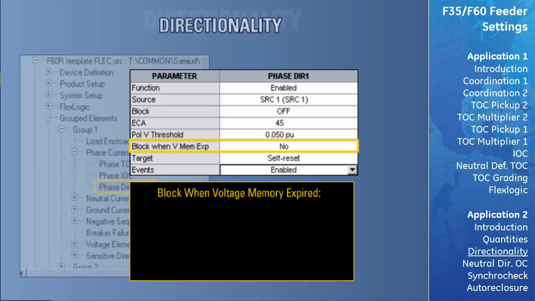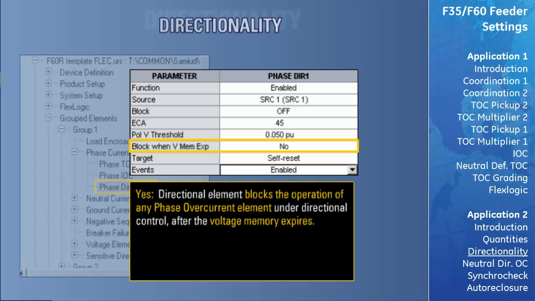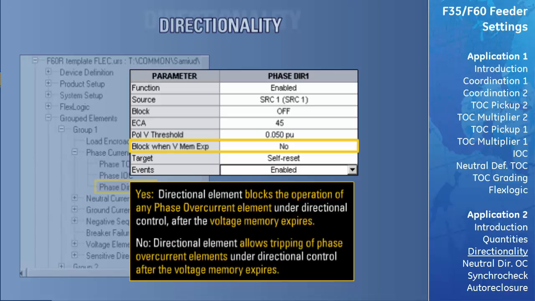The block when voltage memory expired setting is used to select the required operation upon expiration of voltage memory. Settings are yes or no. When set to yes, the directional element blocks the operation of any phase overcurrent element under directional control after the voltage memory expires. When set to no, the directional element allows tripping of phase overcurrent elements under directional control after the voltage memory expires. We will set this option to no.